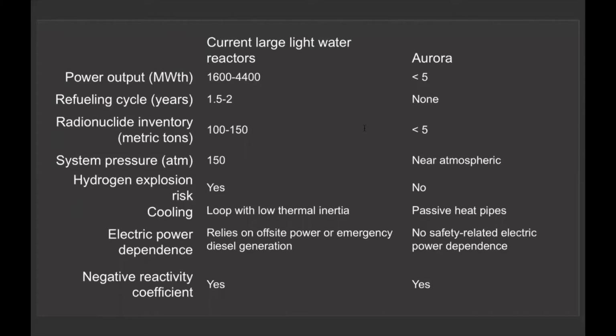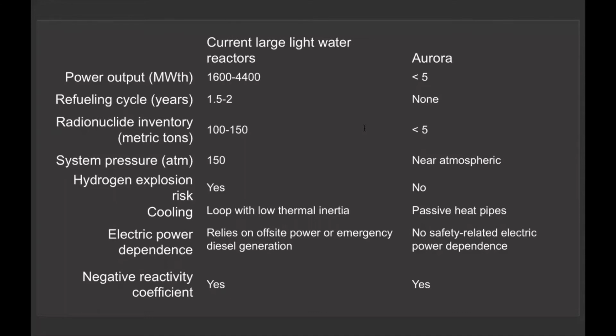So I mentioned that it's very small. There's a lot of other characteristics that are very different from current large light water reactors and require a very different perspective and just mindset, putting on a new hat when you look at the Aurora versus current plants. So you can see there the differences in power output on the order of 100 to more times the amount of power output, much longer refueling cycle. It says none because our current license is the full length of our refueling cycle. Radionuclide inventory and so on and so forth.